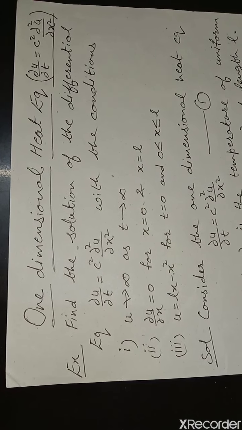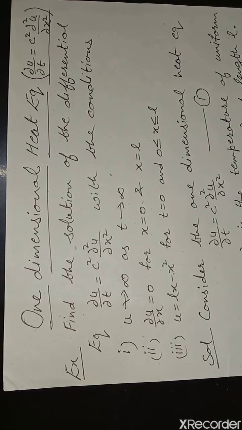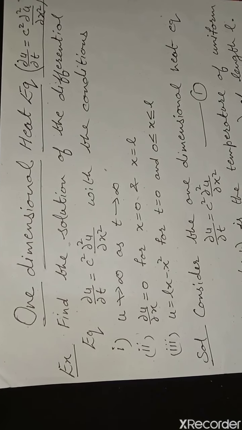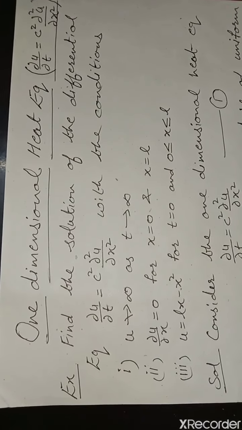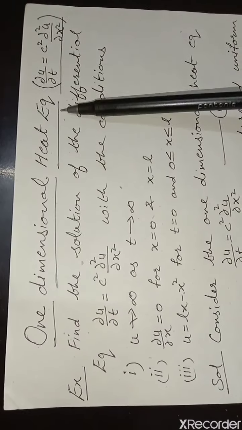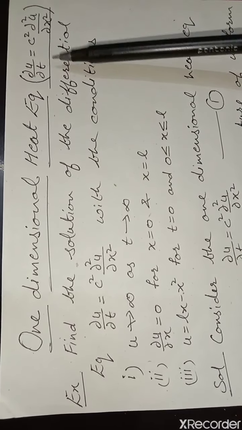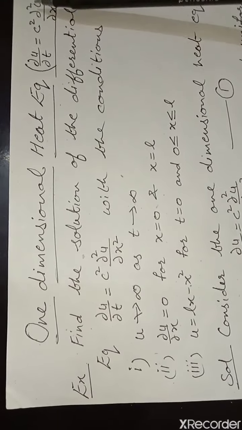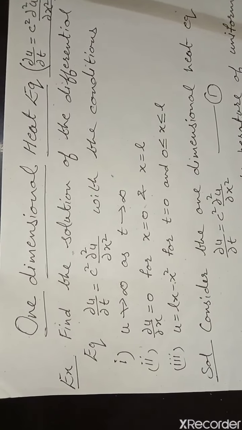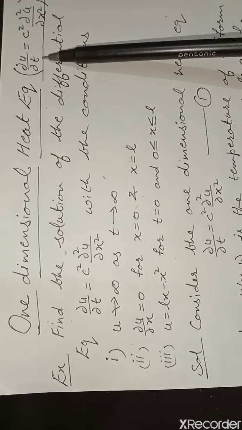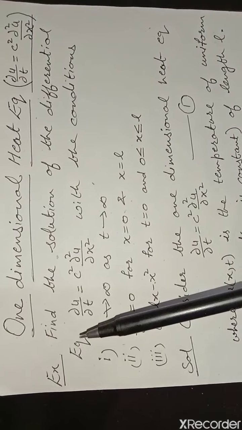Dear students, in today's video lecture, we'll study how to solve the one-dimensional heat equation with given boundary conditions and initial conditions. As you know, the one-dimensional heat equation is represented by this partial differential equation: del u by del t is equal to c square del square u by del x square, where x represents the position, t means time, and u is temperature. u is a function of x and t.